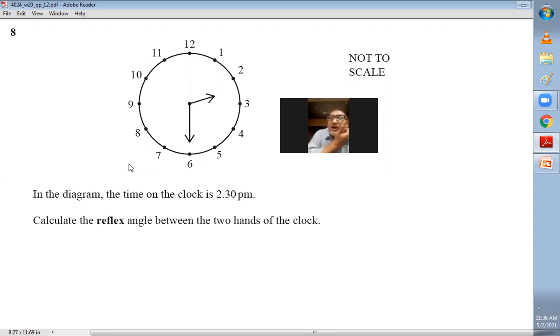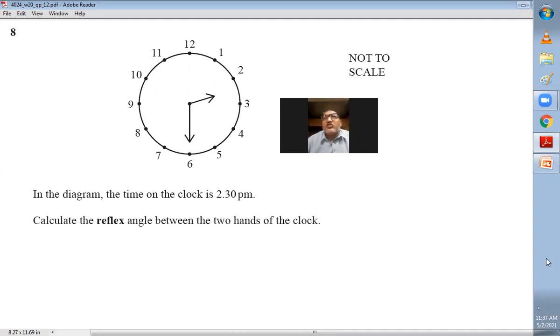So I want to know how much the reflex angle is between these hands. This angle here is the obtuse angle, but the question asks for the reflex angle, which is this angle. So I will count how many portions there are. Here I have one, two, three, four, five, six, seven, eight, and 8.5, eight and a half portions of that circle in the reflex angle. Each portion is 30 degrees. So 8.5 multiplied by 30 will give you that reflex angle.